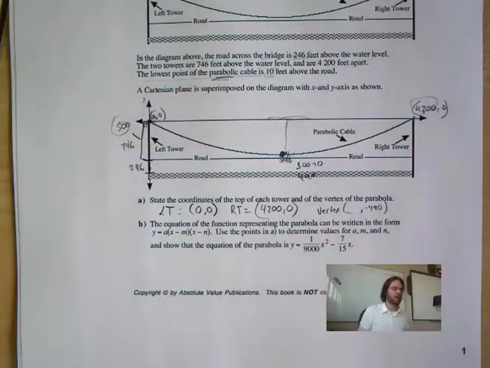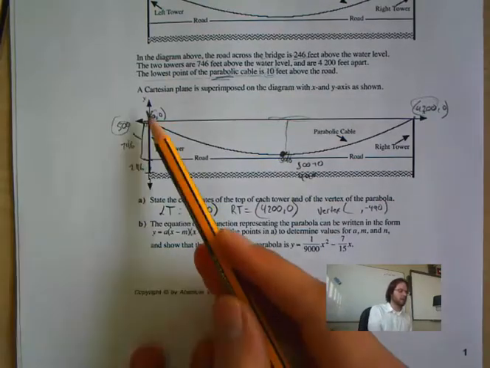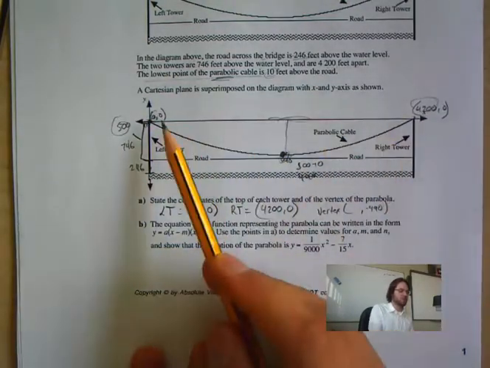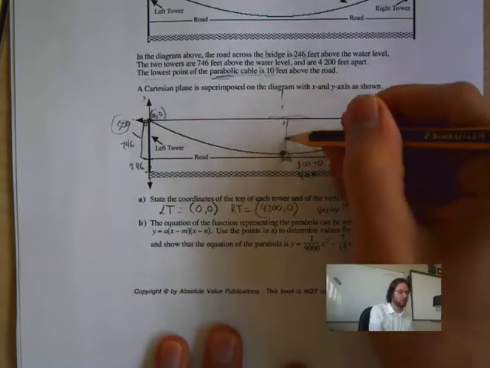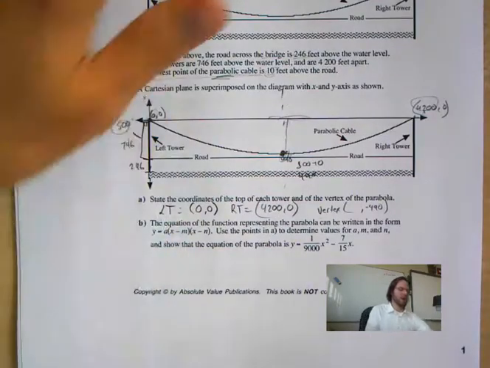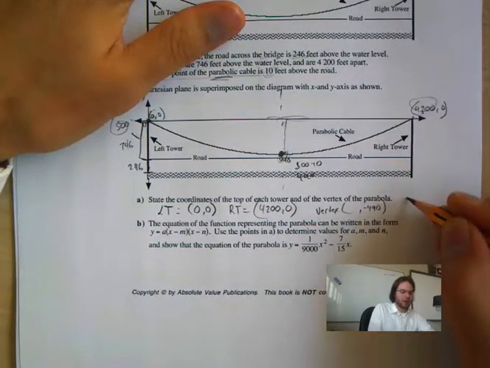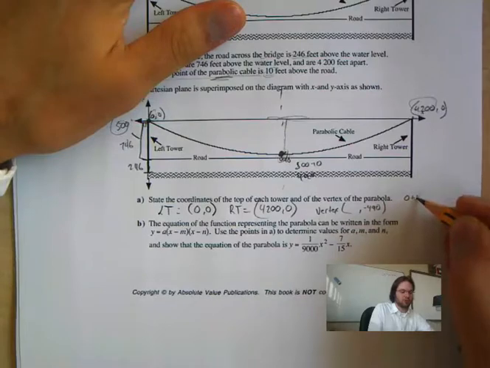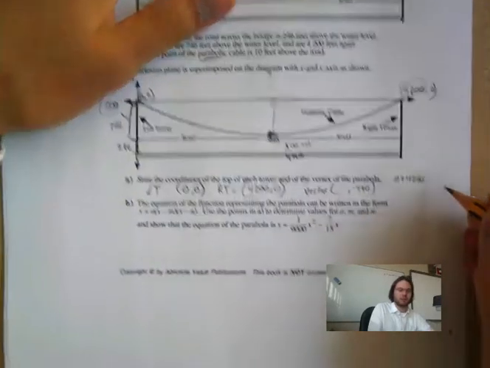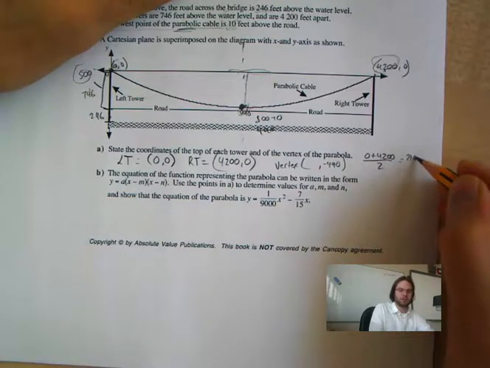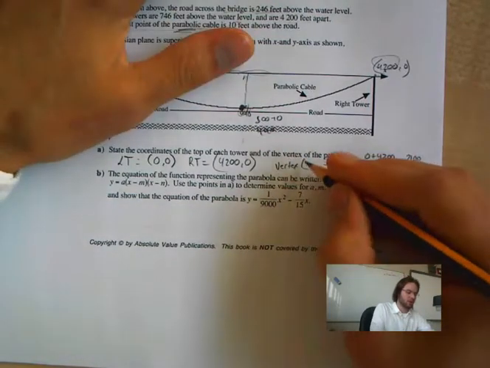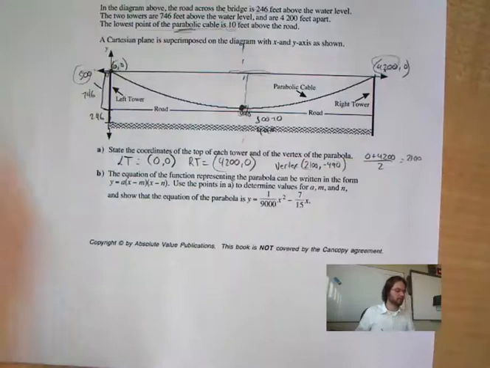Now let's try and find my x value. My x value is right in between these two. If you remember, to find your x value there, this is going to be your axis of symmetry, it's right there, what we have to do is add our two x's together, so 0 plus 4,200, and then divide by 2, which will give me 2,100. So I have 2,100.